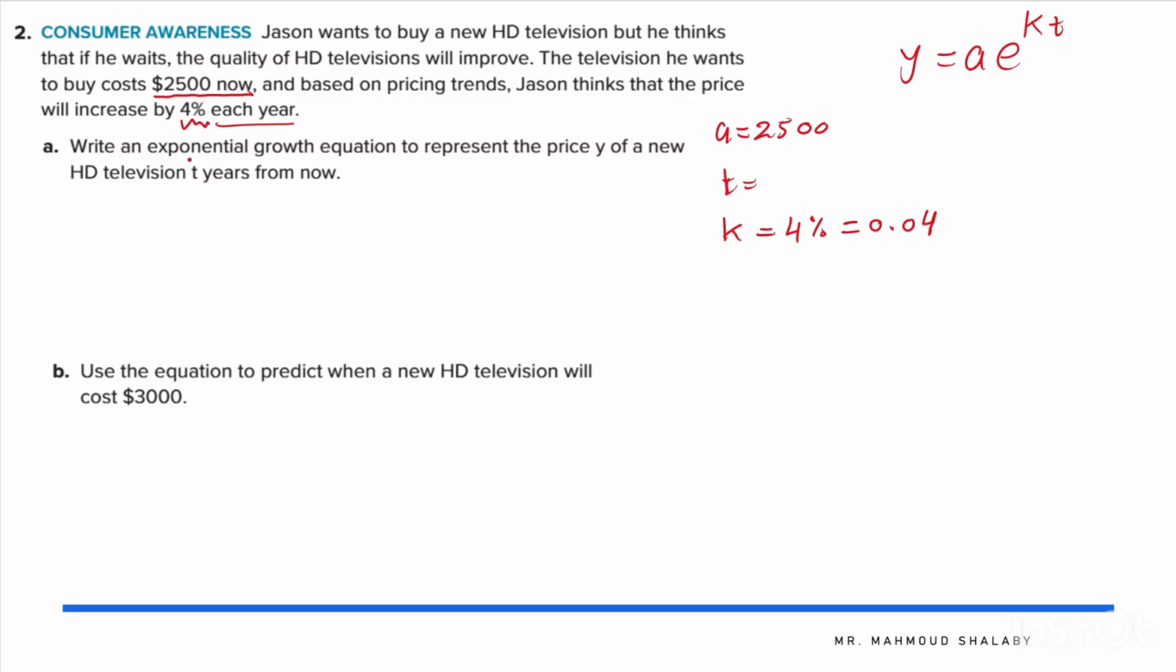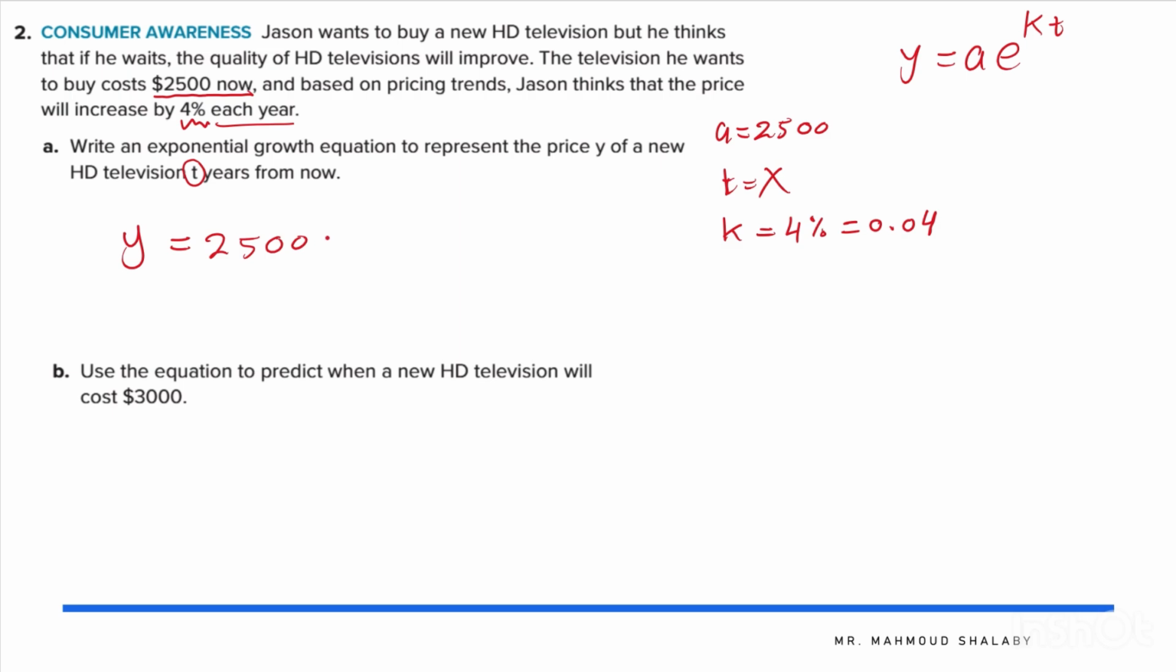Now, question A. Write an exponential growth equation to represent the price y of a new HD television after t years, which means I don't know t and I don't want to know it. I just need the equation to calculate at any time, which means A and k only are needed, which are given here. So I will write y equals, what is A?